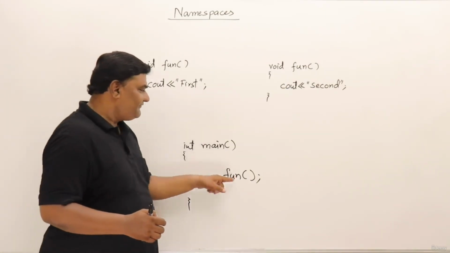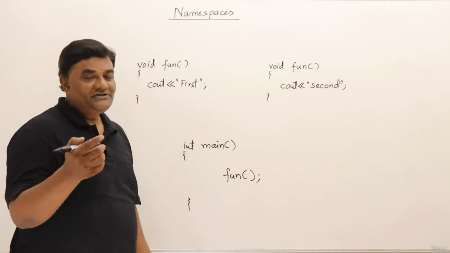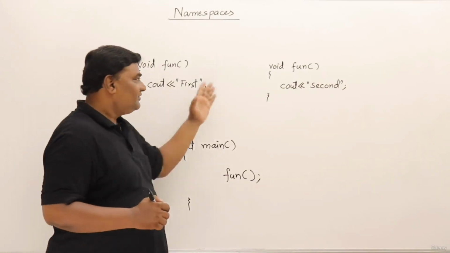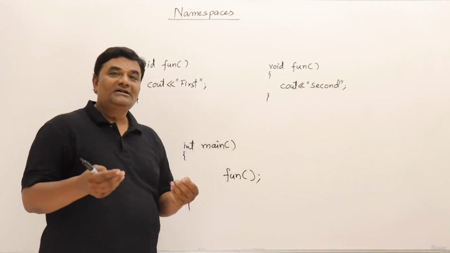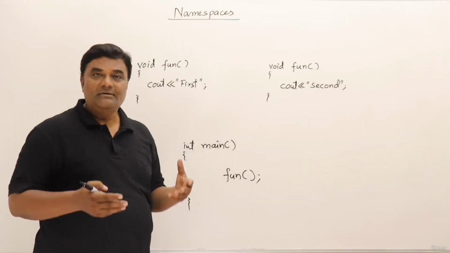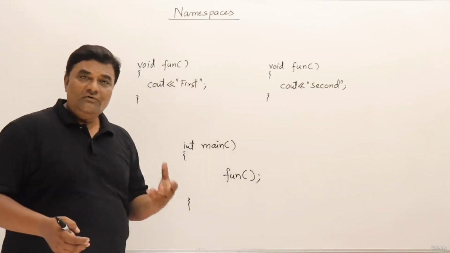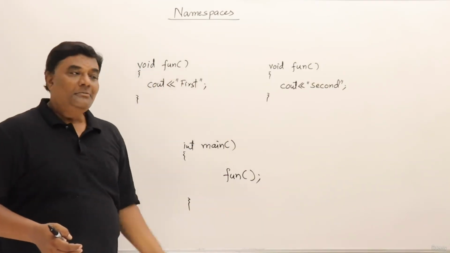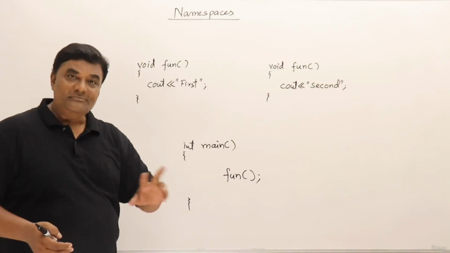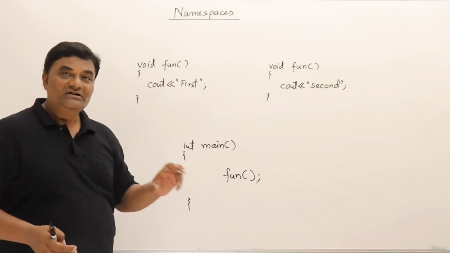Main function is calling fun. Now you tell me which function will be called, this one or this one. First of all, the compiler will not compile your program. The compiler will say you are redefining the same function. Now we want the same function name only, but we want to remove this ambiguity. We want to remove the name conflicts.